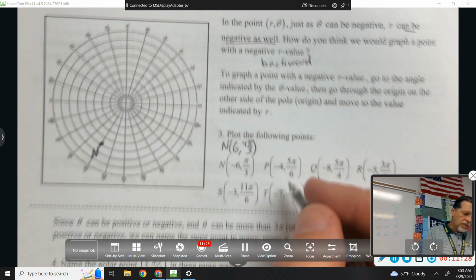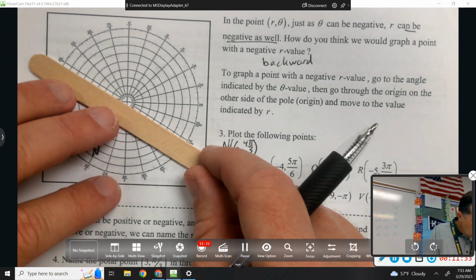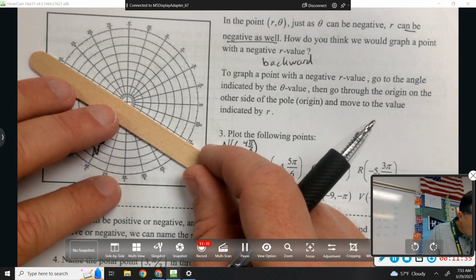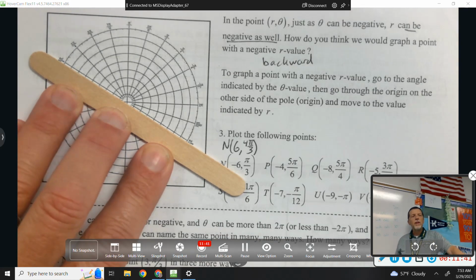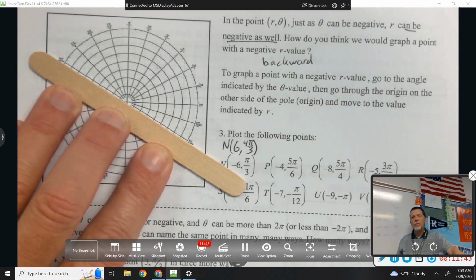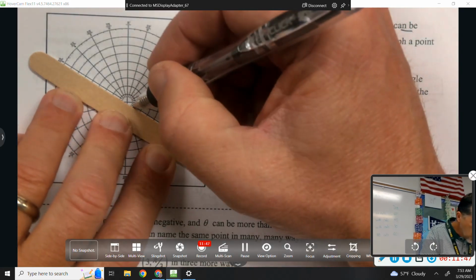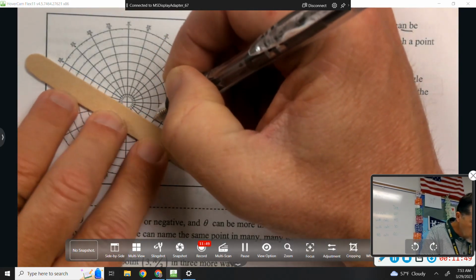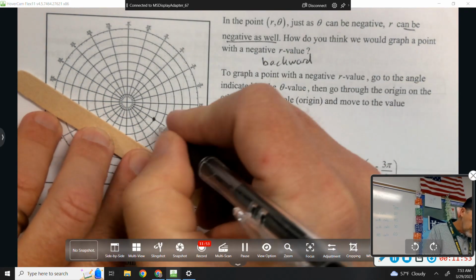Let's graph P. So we'll go to 5 pi over 6. Again, maybe your eyes are better than mine and you can go across and stay on line. But again, I think a straight edge is helpful. So instead of going out 4, we're going to go back 4. 1, 2, 3, 4. So there's point P.